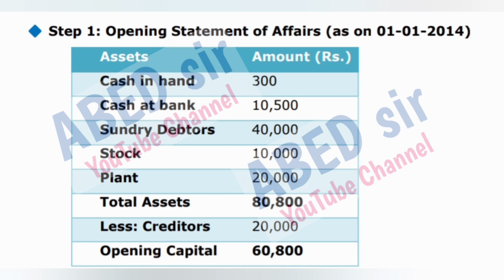Assets, amount in rupees. Cash in hand 300. Cash at bank 10,500. Sundry debtors 40,000. Stock 10,000. Plant 20,000. Total assets 80,800. Less creditors 20,000. Opening capital 60,800.